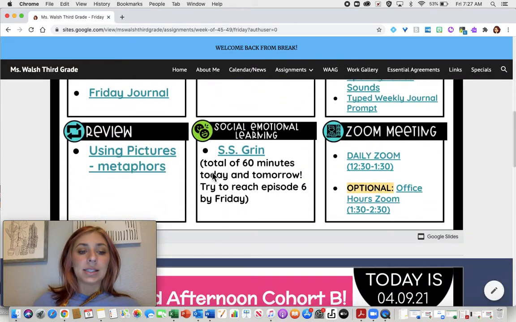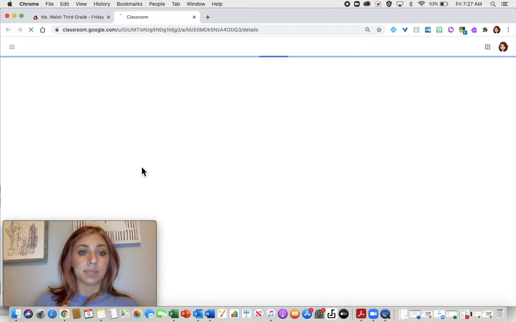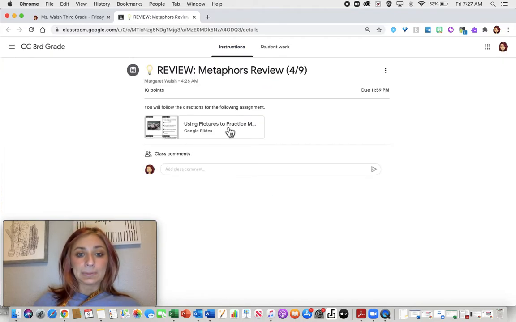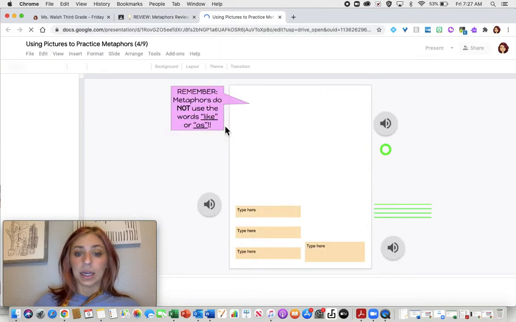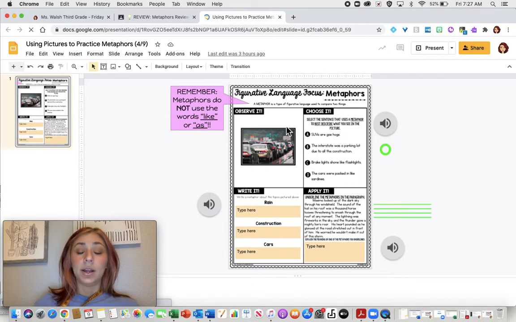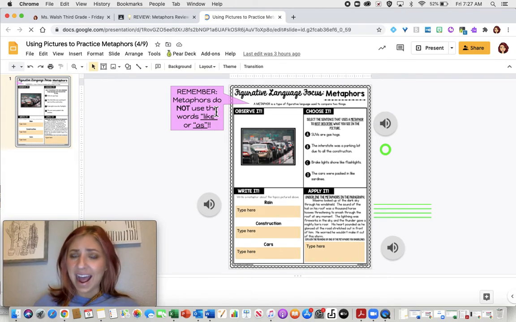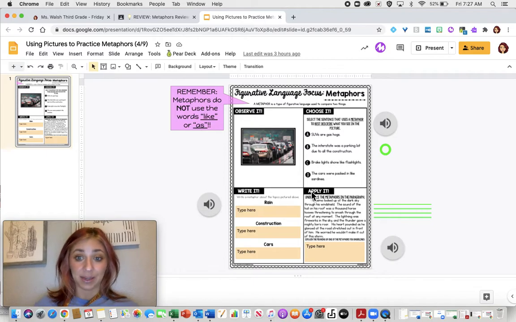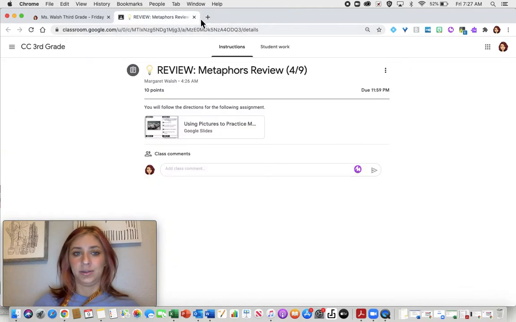All right, then we have our using pictures, metaphors job. Again, this is the same exact setup as yesterday. You have a new picture with different prompts, different paragraph. Please keep in mind, with metaphors, they are different than similes. Similes compare two things using like or as. Metaphors do not use like or as. They compare two things, but they do not use like or as. They say something is something.